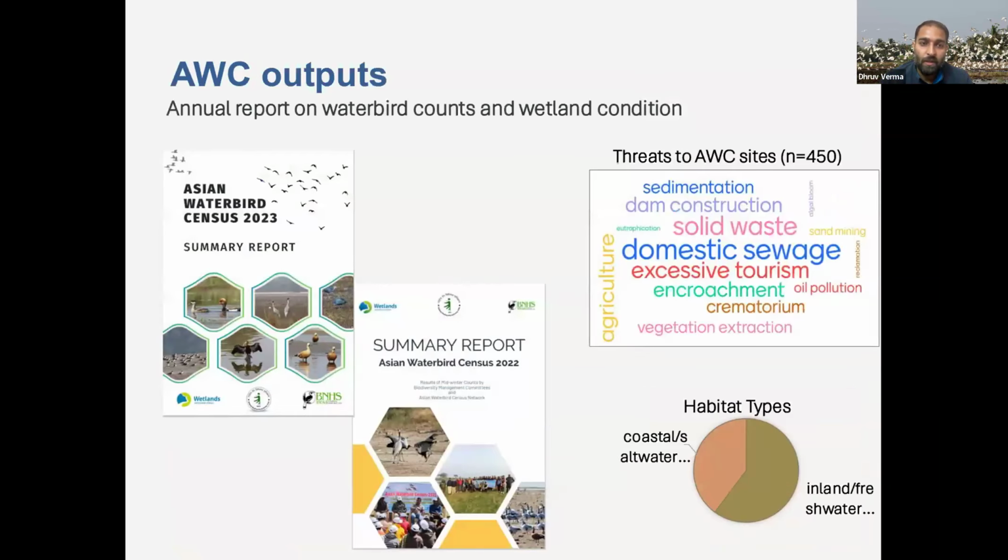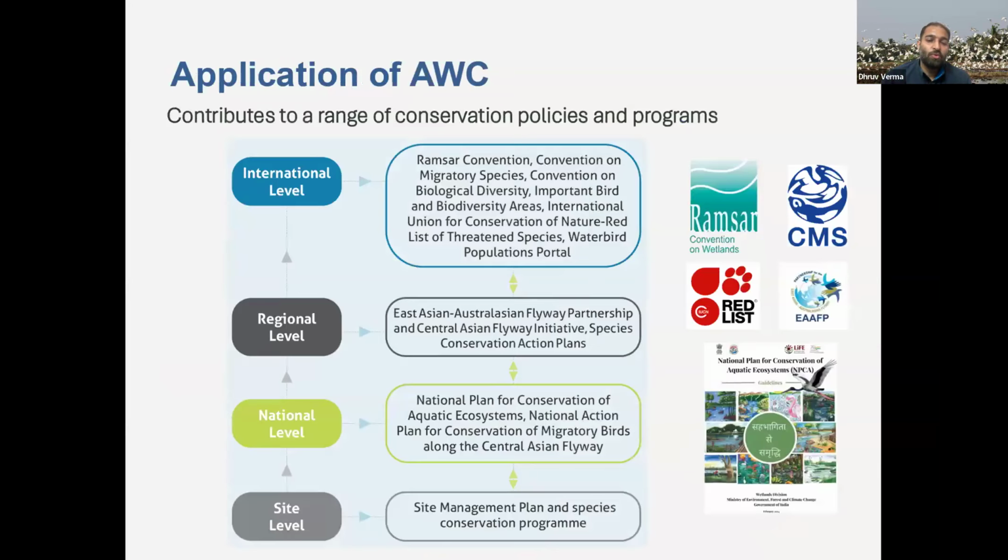So how do these outputs look? We prepare annual reports, which are rather summary reports, not very lengthy. It just collates how many sites are being covered, what kind of species numbers we have, and also some insights on the sites. For example, what kind of threats are being reported more frequently, what kind of habitat types were covered. So all these things are there in the AWC report, which basically comes from the data all of you collect and report to us. So I think a big thanks goes to all of you.